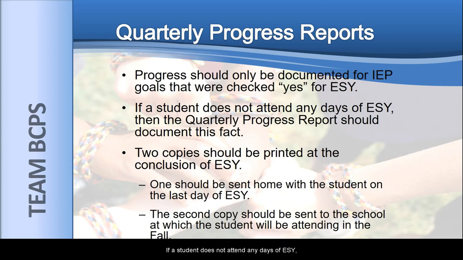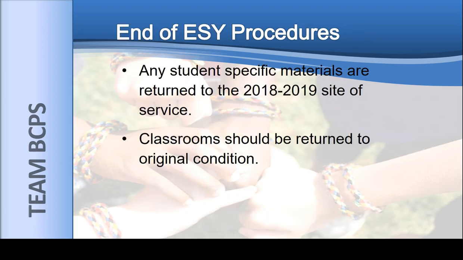If a student does not attend any days of ESY, you should record this on the quarterly progress report. This written documentation will then justify that the IEP team qualified the student for ESY, but the parent chose not to send the student. For each quarterly progress report that you do, 2 copies should be made. On the last day, 1 copy should be sent home to the parent with the student, and the second copy should be forwarded to the student's school for the fall.